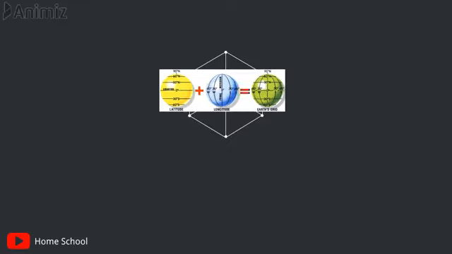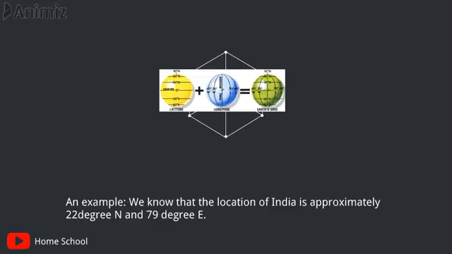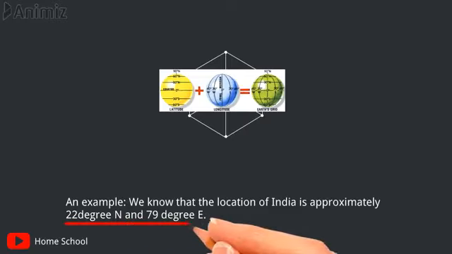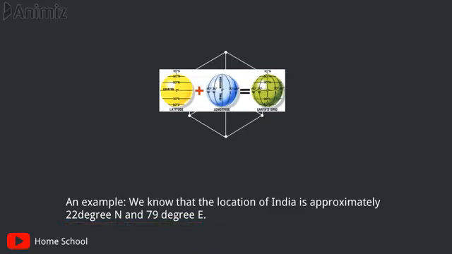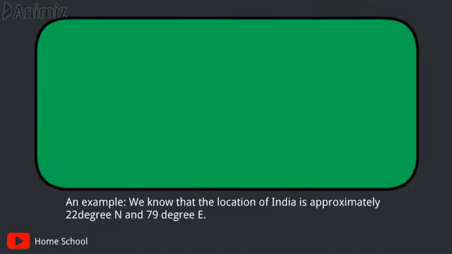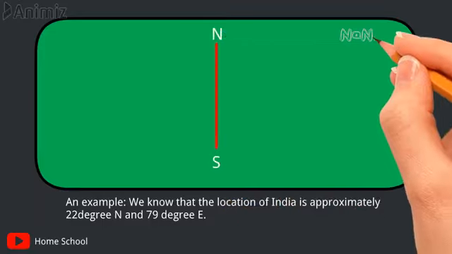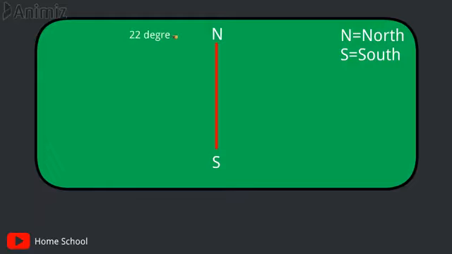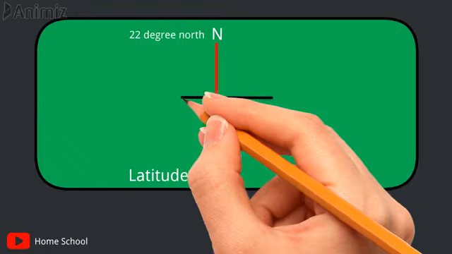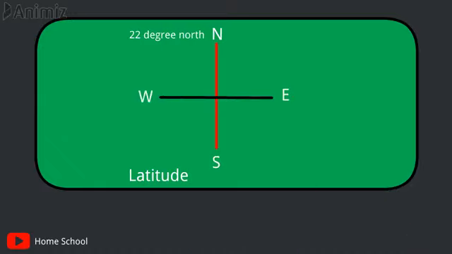Let me show you an example. We know that the location of India is approximately 22 degree north and 79 degree east. Now, let's identify which one is latitude and which one is longitude. As latitudes are measured as north and south of the equator, 22 degree north is the latitude, and as longitudes are measured as east and west of the prime meridian, 79 degree east is the longitude.